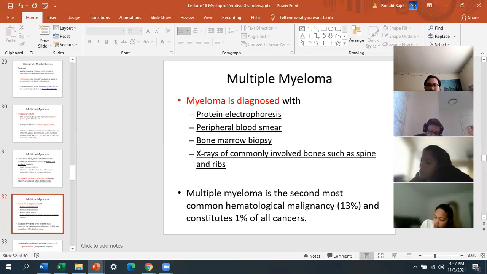So on the peripheral blood smear, you'll see rouleau formation. On bone marrow biopsy, you'll see plasma cells. And X-rays are of commonly involved bones such as the spine and ribs. It's the second most common hematologic malignancy, and it constitutes 1% of all cancers.